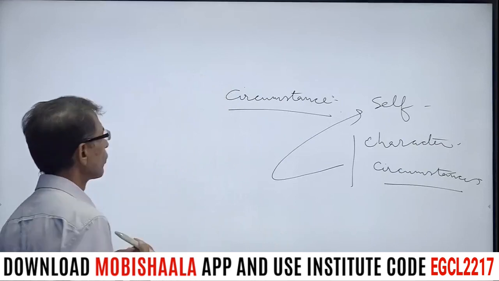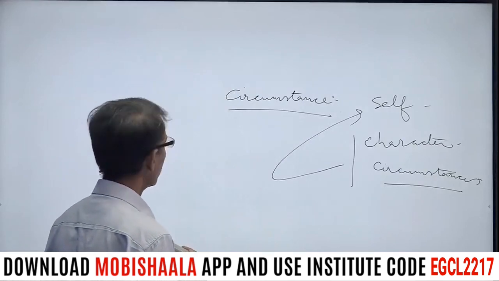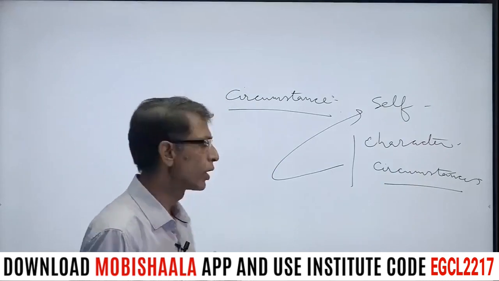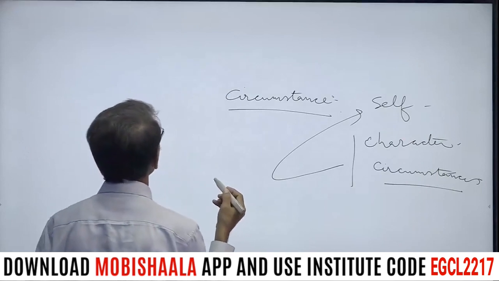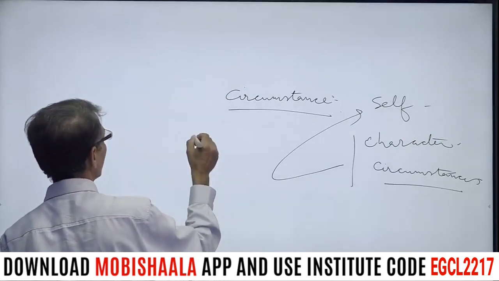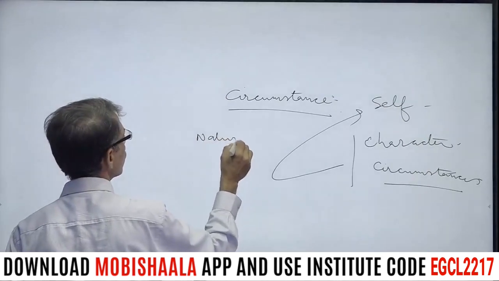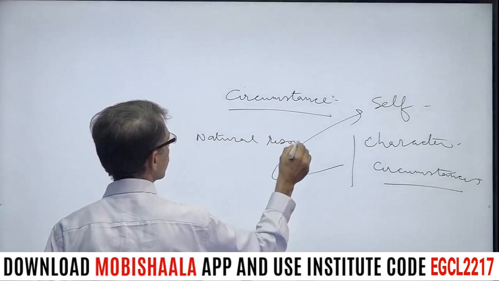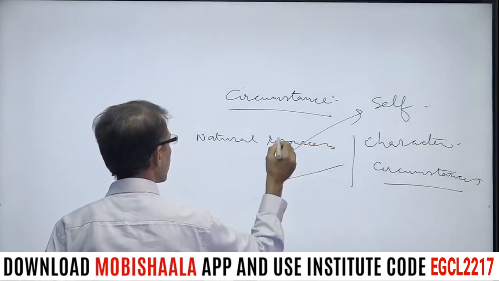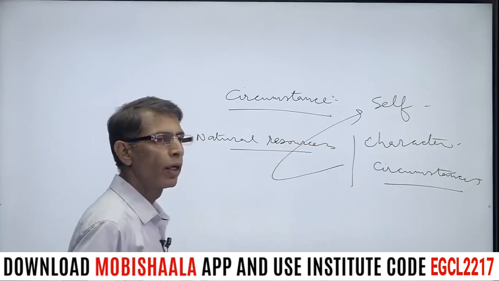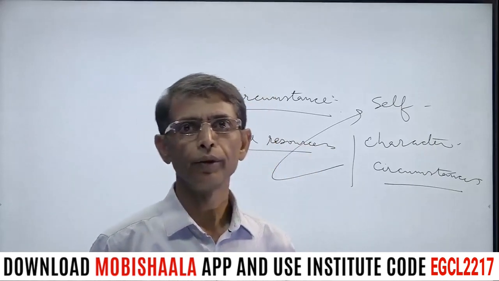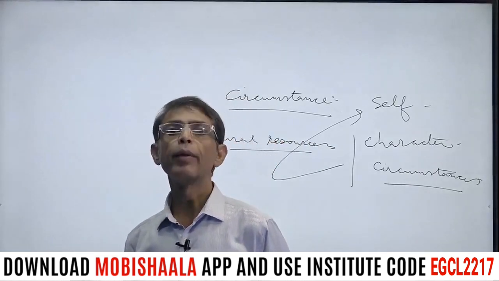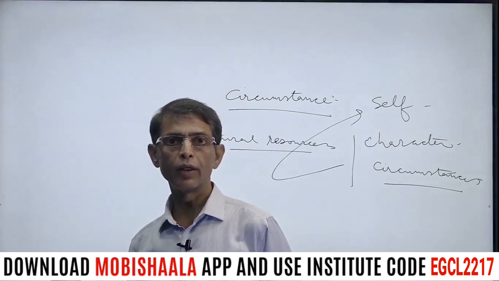So what are the circumstances? Like natural resources. When you are living, the presence of natural resources is also very important. Like your soil, like your other things. They have a vital role in making your character and making your decisions. So they influence your decision.